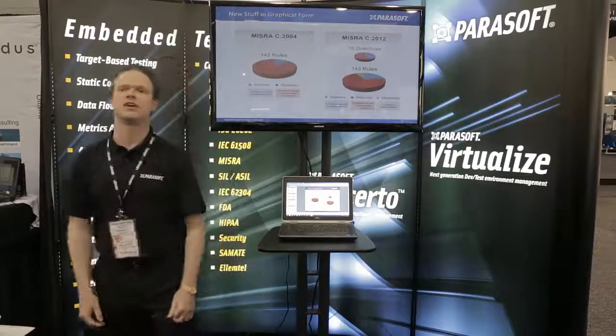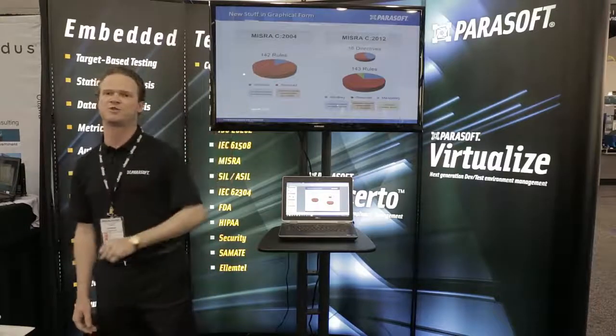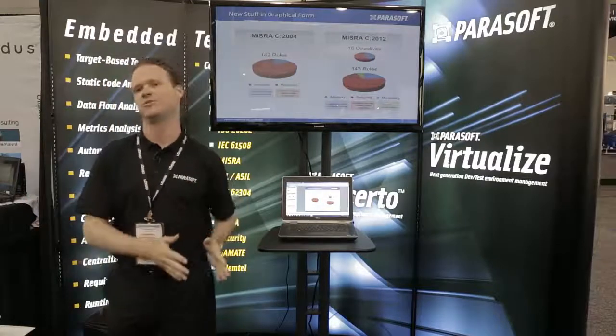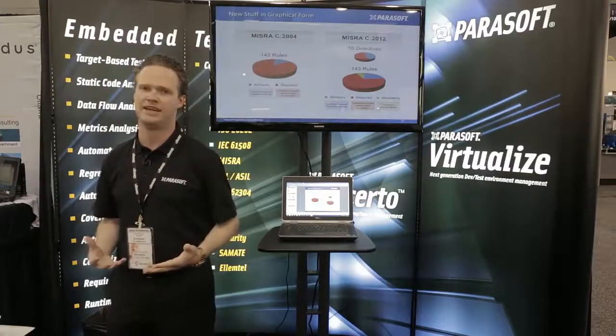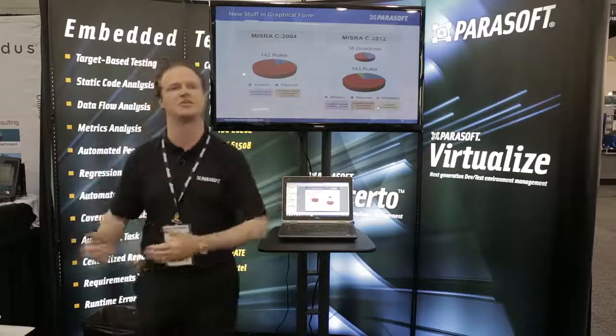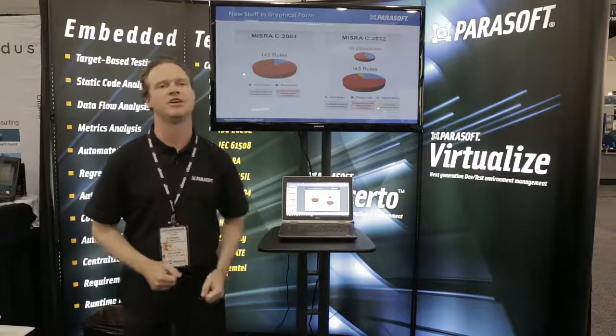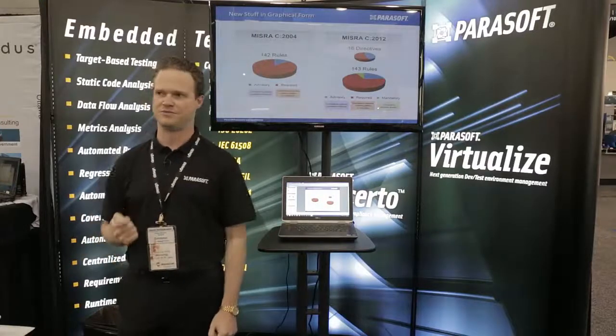So here's that view again from a more pictorial perspective. You can see that the shift from the old rules to the new rules, there are some more that have been added. They've broken out into the directives versus the straight up rules. And they've got that categorization with that new mandatory classification.